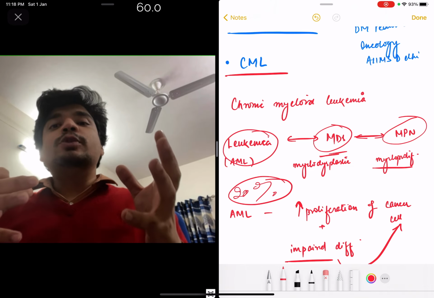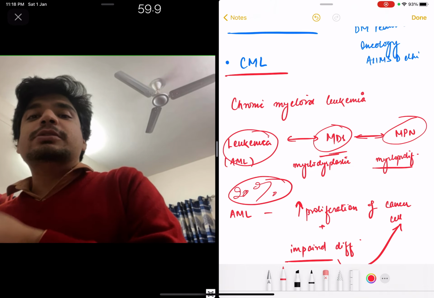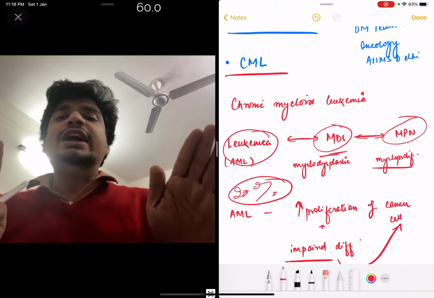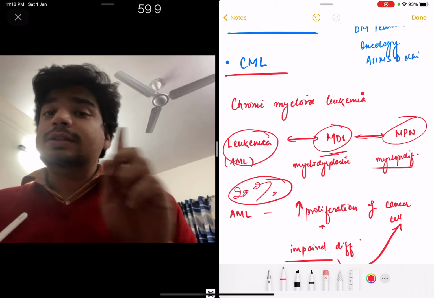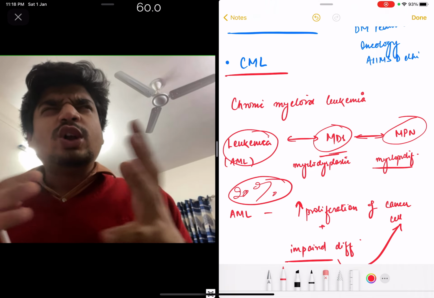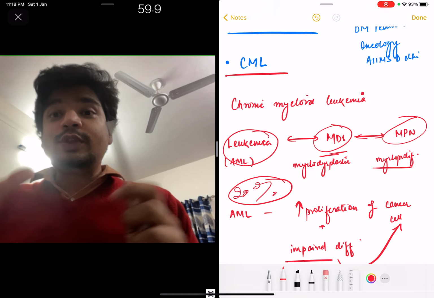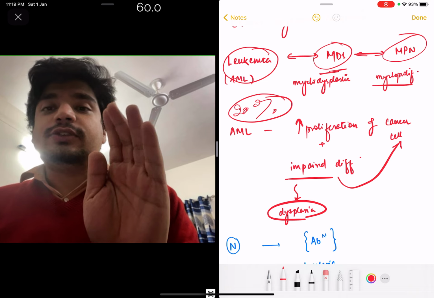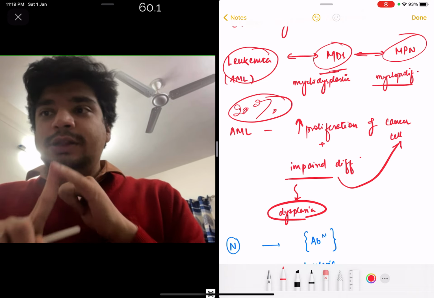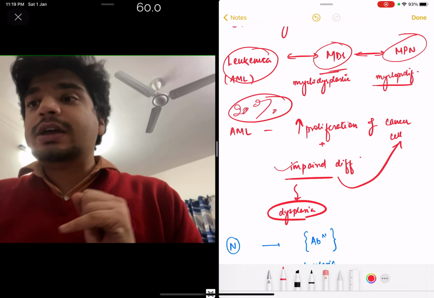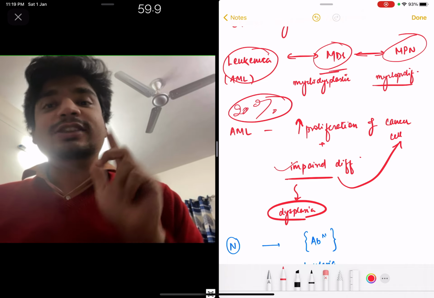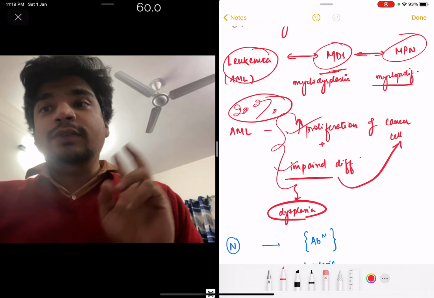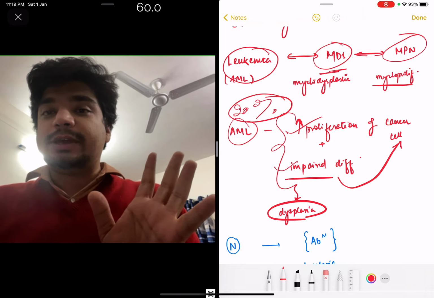And myeloproliferative neoplasm is something similar. It is increased drive. Your cells are proliferating at a very rapid pace, but they are not dysplastic, sort of a hyperplasia-like picture. So what is essentially happening in AML is that the cells are abnormal, they have impaired differentiation first, and at the same point of time, this impaired cell is proliferating at a very rapid pace.